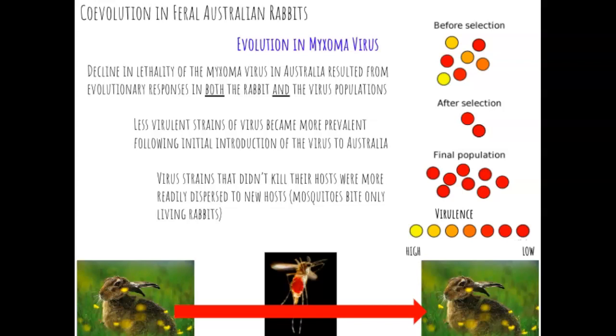So over time, the myxoma virus became less and less deadly because it was selected to have a more benign strain rather than those more virulent strains. So through time, you had evolution of rabbits becoming more resistant to the virus, and you also had evolution of the virus to become less deadly so that that virus could actually survive and pass its genes on.